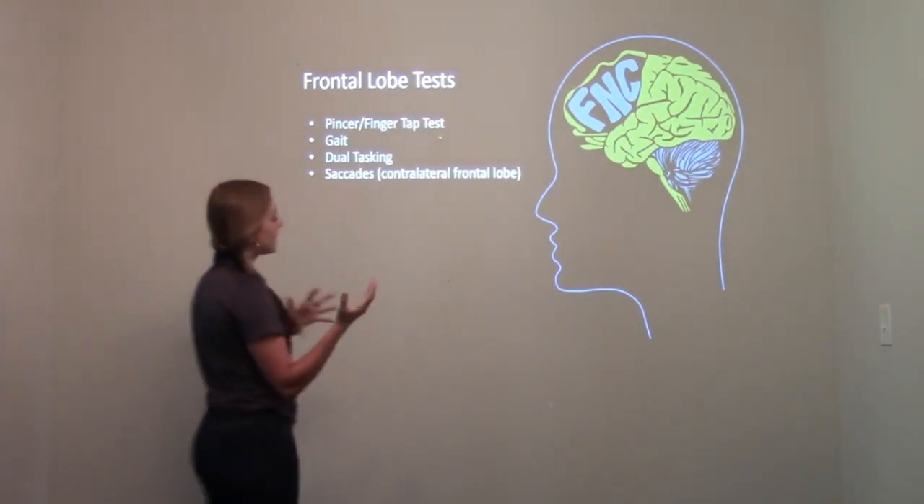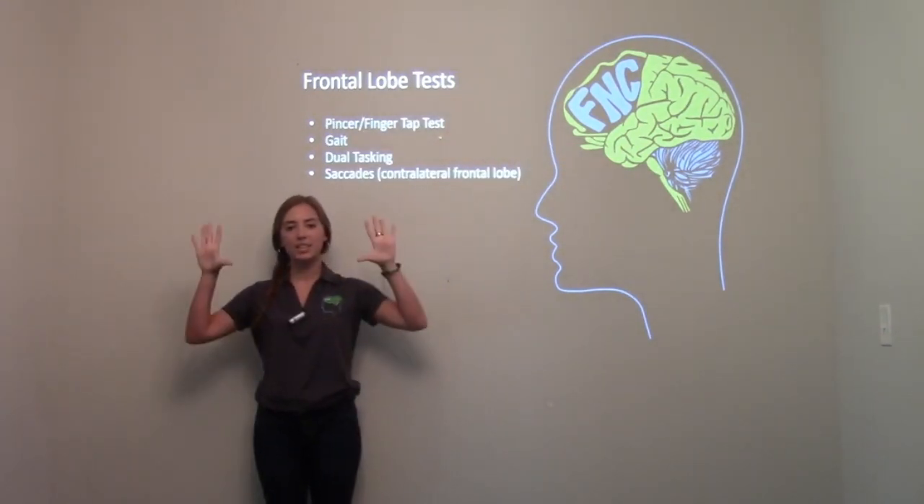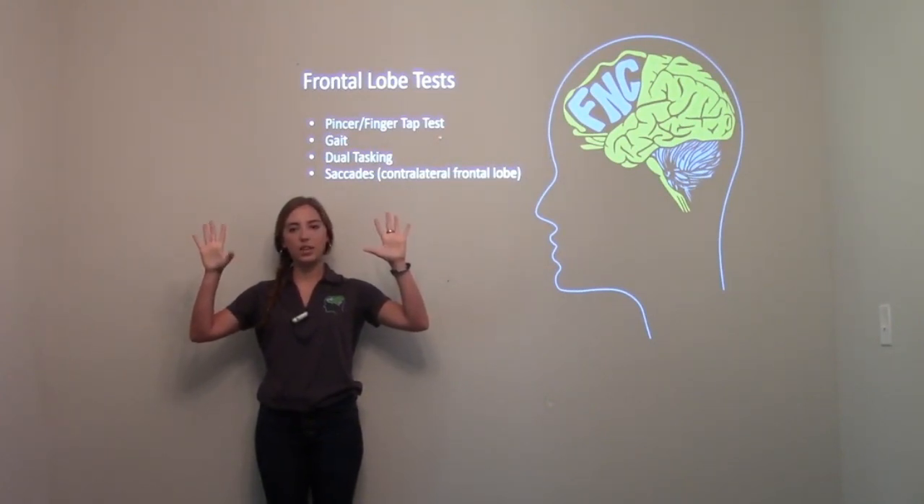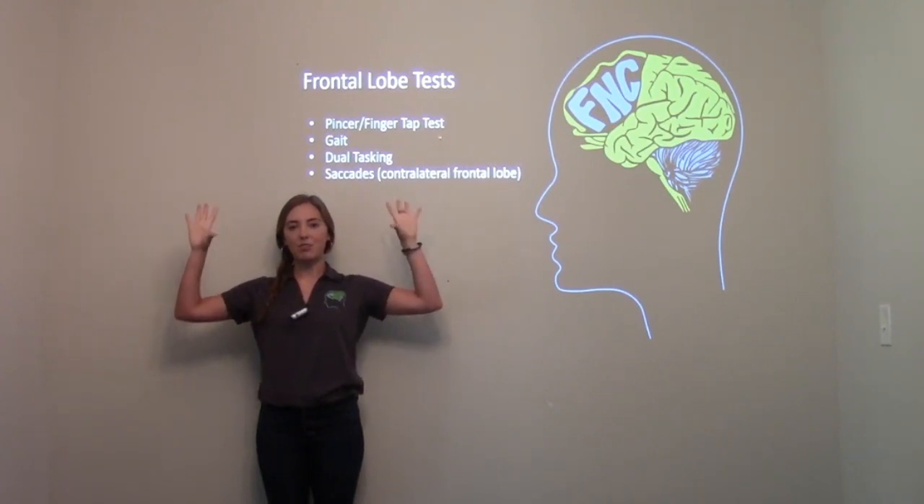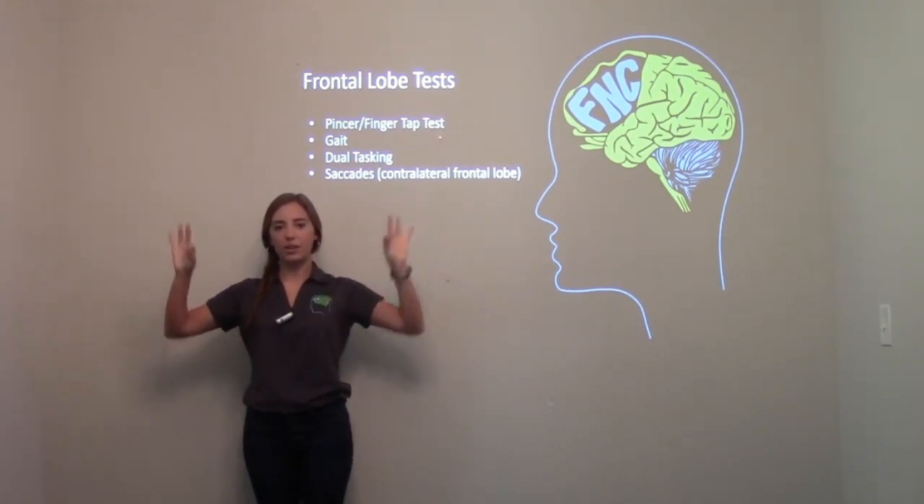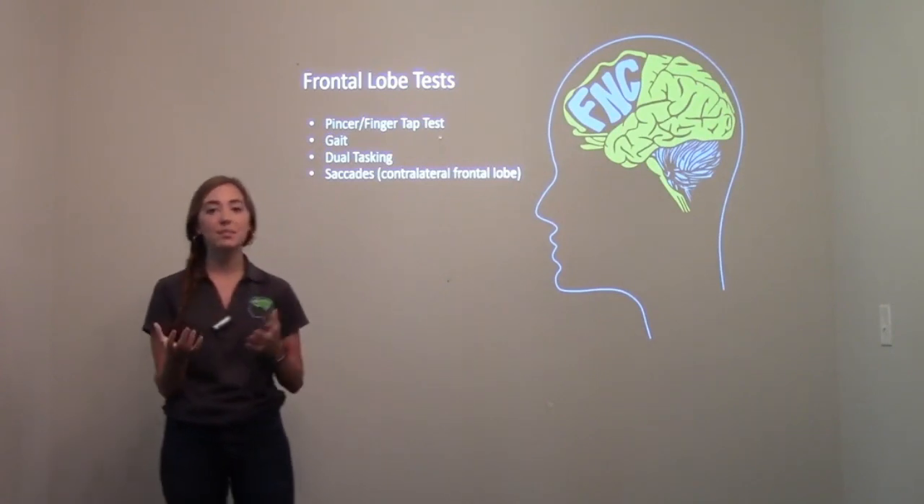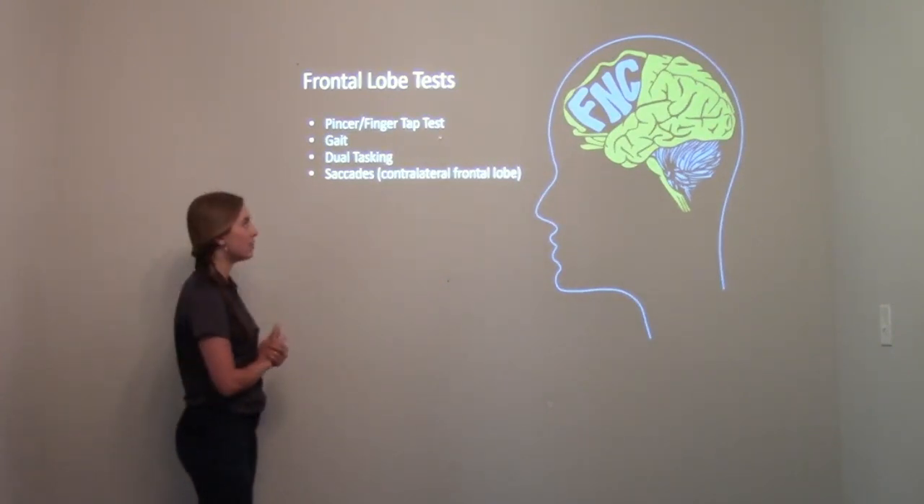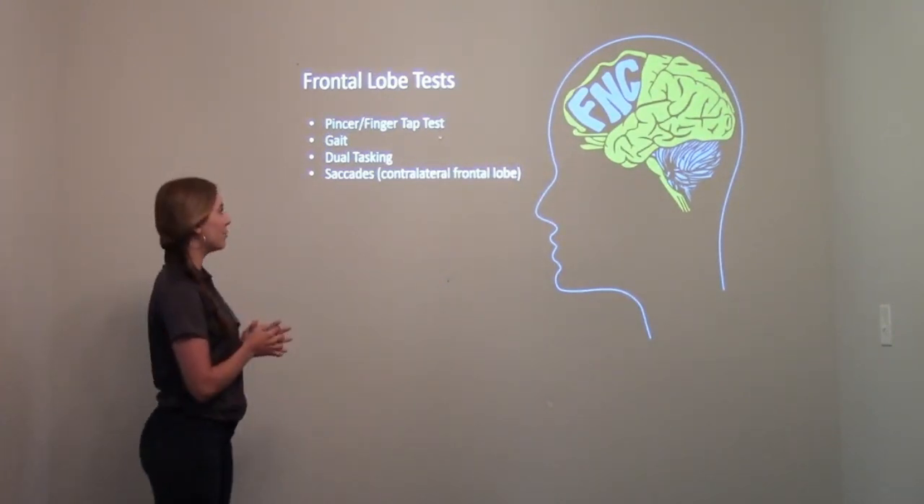So how are we going to test this? There are some simple tests, such as the pincer finger tap test, which is when you take your index finger and your thumb with your hands spread apart and keep them at 90-90, and you try to open and close as quick as possible, making sure that you're opening all the way up and going all the way down. It seems like a simple test, but it is important in frontal lobe function.